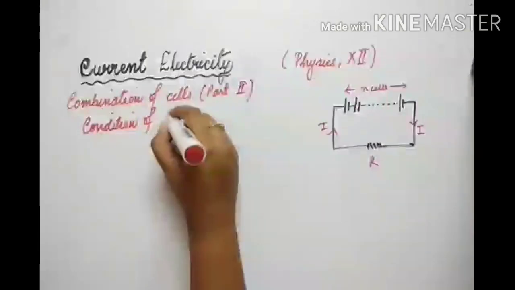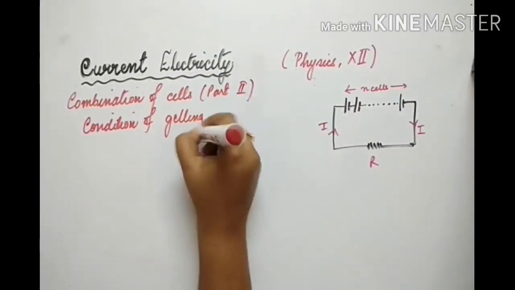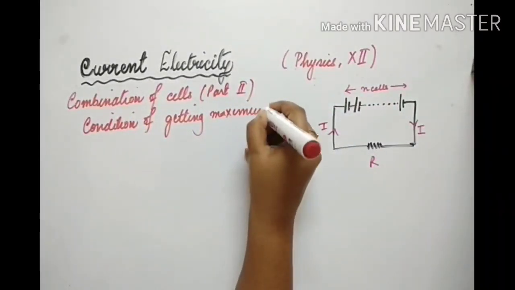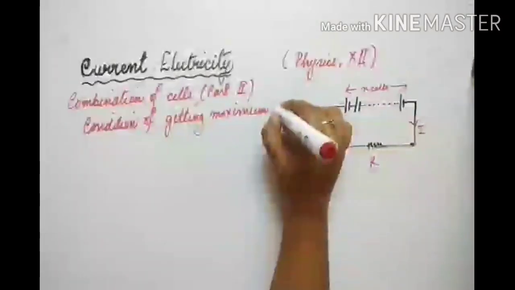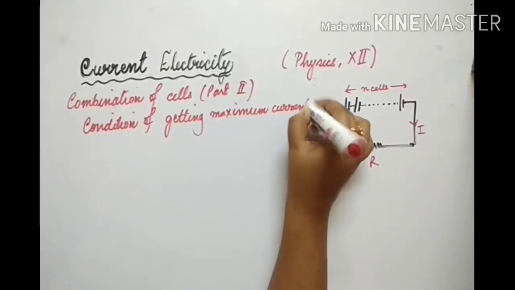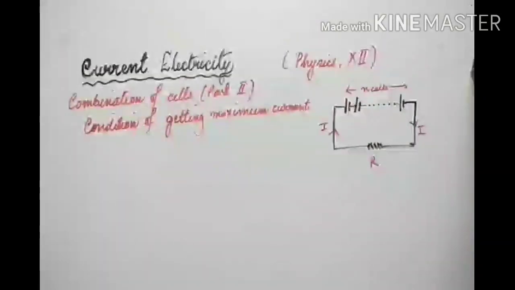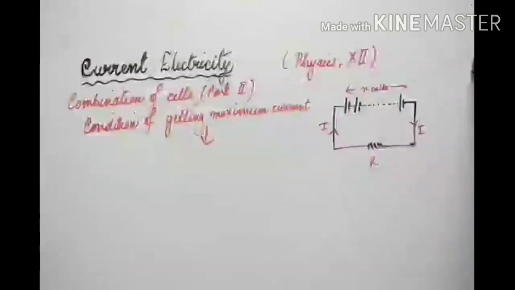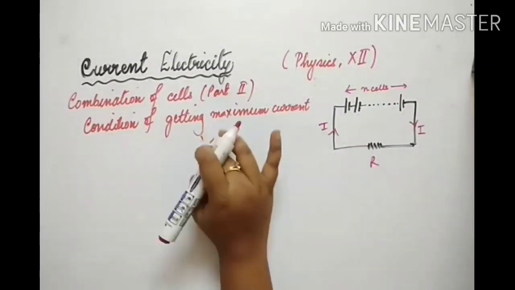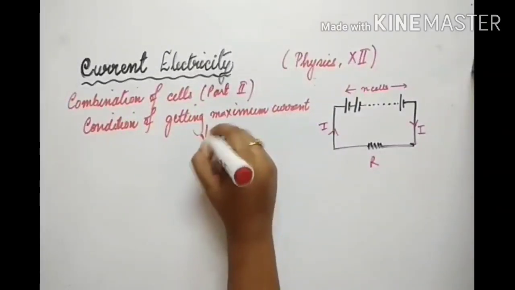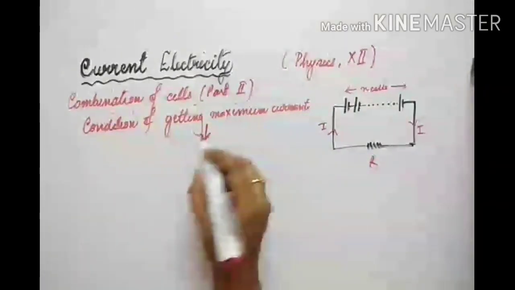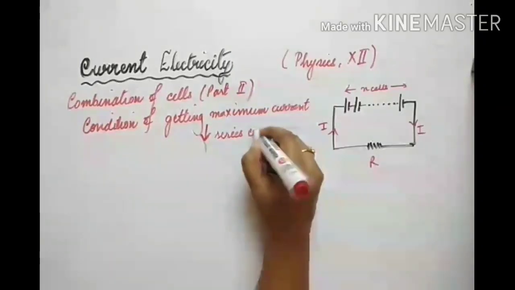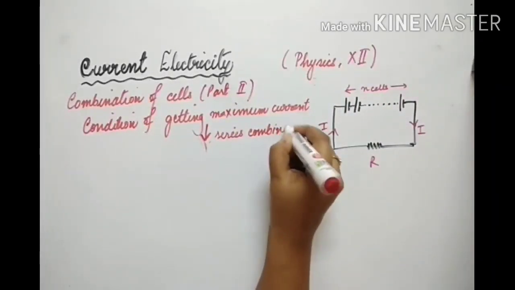So, here we shall discuss about the condition of getting maximum current. Okay, so at first we shall discuss about series combination. So in series combination, how can we get maximum current? Let us see.